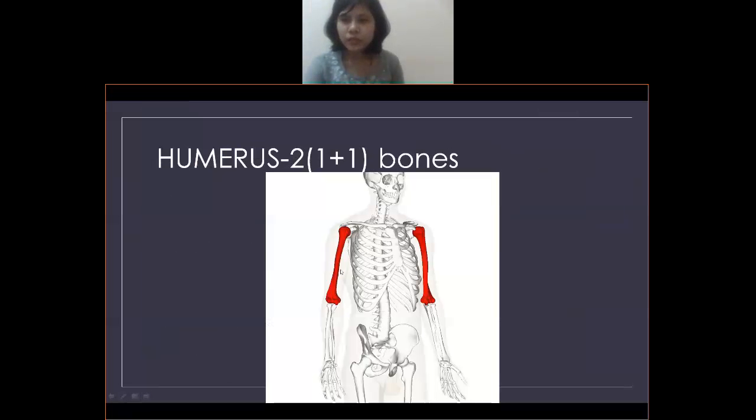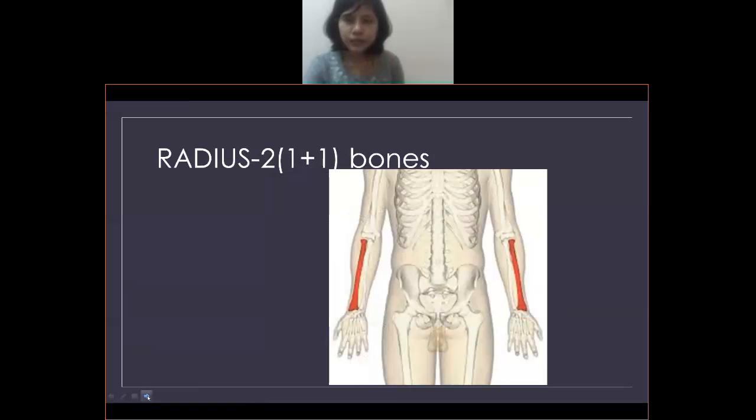In the upper extremity, you'll get the humerus. How many humerus? One, two, two. Next is the radius. This part is the radius, which is on your thumb side. So how many radius do you have? One, two.